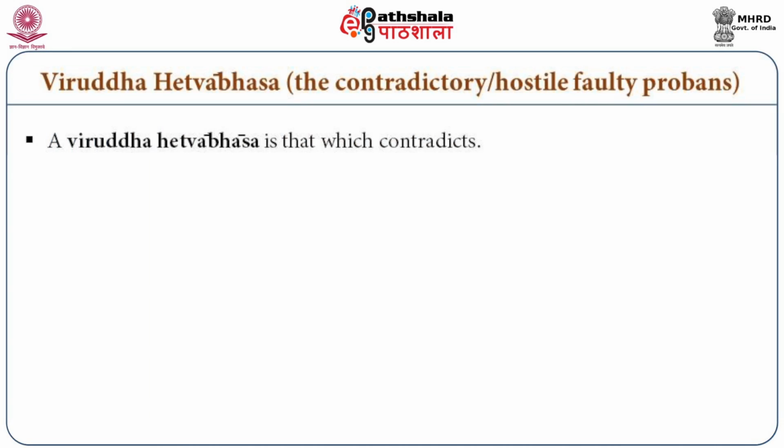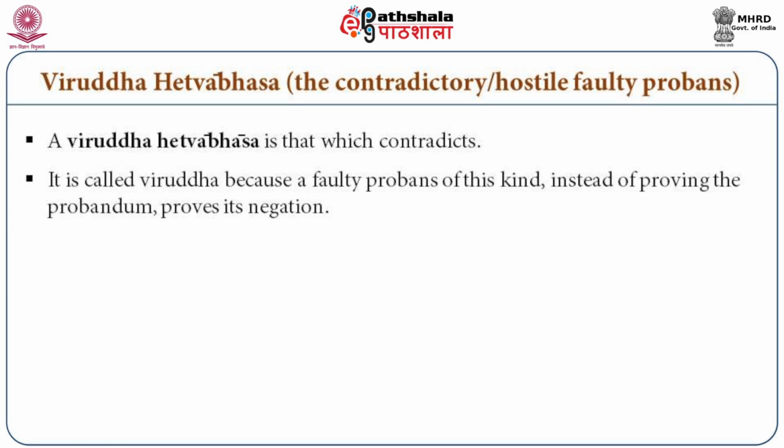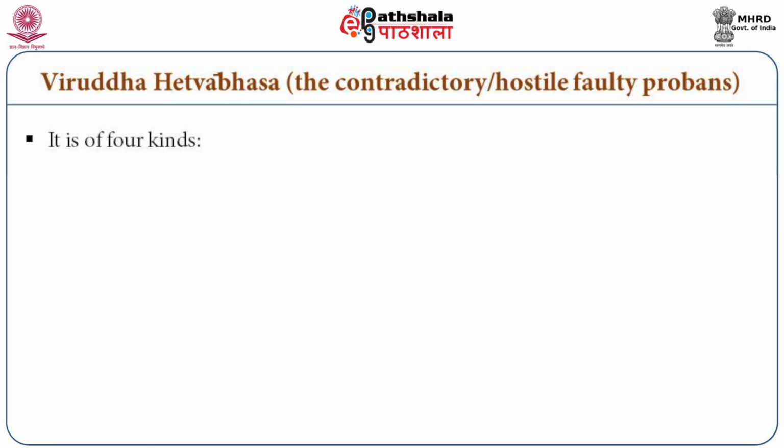Now, we come to the third major fallacy, namely viruddha hetvabhasa, which is generally translated as contradictory or hostile faulty probans. Of course, it is not exactly contradictory probans, but it is called viruddha because, instead of proving the probandum which is claimed in the argument, it actually proves the opposite of the probandum. It proves the contrary of the probandum. Now, it is again of various kinds.